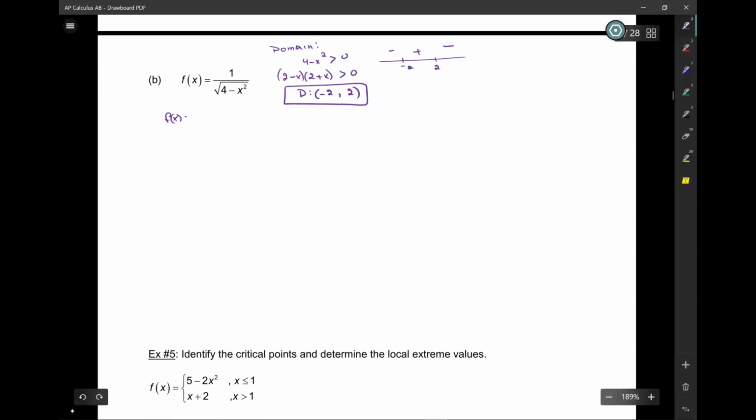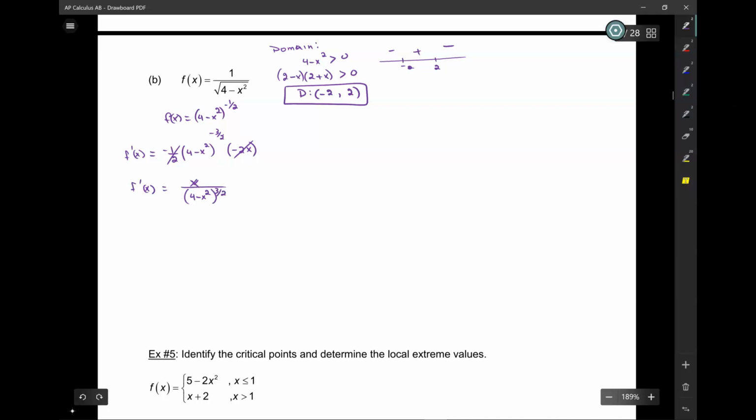So f of x is 4 minus x squared to the negative half. F prime of x is negative 1/2 times 4 minus x squared to the negative 3 over 2 times negative 2x. The negative half and the negative 2 go away. So all I'm left with for f prime of x is what? X over 4 minus x squared to the 3 over 2. Let me write it this way.